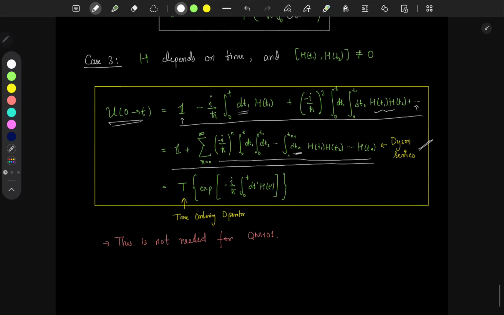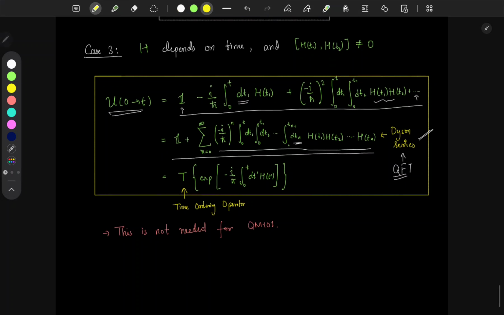Now since it's an infinite series and you have to evaluate each term explicitly, this is not really used in quantum mechanics. I mean, it can be used, but I have not really seen it in the Schrodinger picture which we are going to study in this course. But this is useful in quantum field theory, and this is actually where the Feynman diagrams, if you have heard about them, come from. Okay, but I'll not talk about it in this course, QM101. Maybe if I make a video on QFT, then in that.